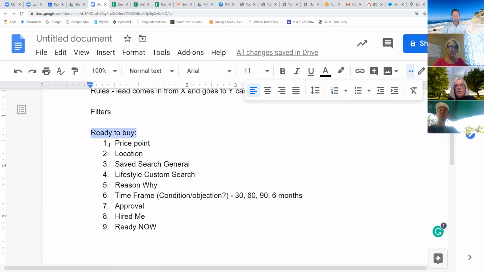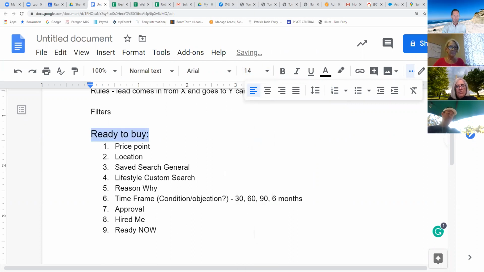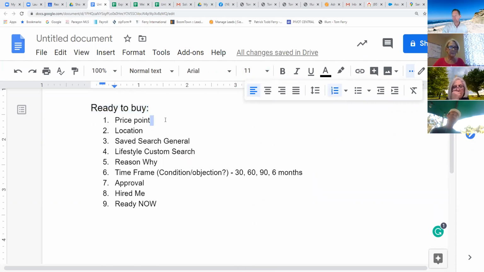If you're ready to buy now, I know the price point naturally. I know the location. I probably have you set up on a general saved search at first. Then I get a little more specific about the lifestyle you want, and I get you on a custom saved search. By the way, I'm thinking this through for an internet lead. These would be all the steps in an internet lead.